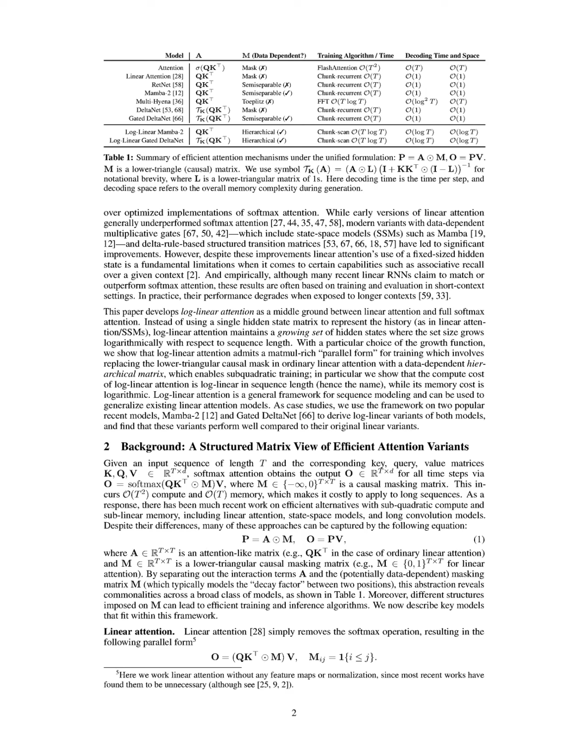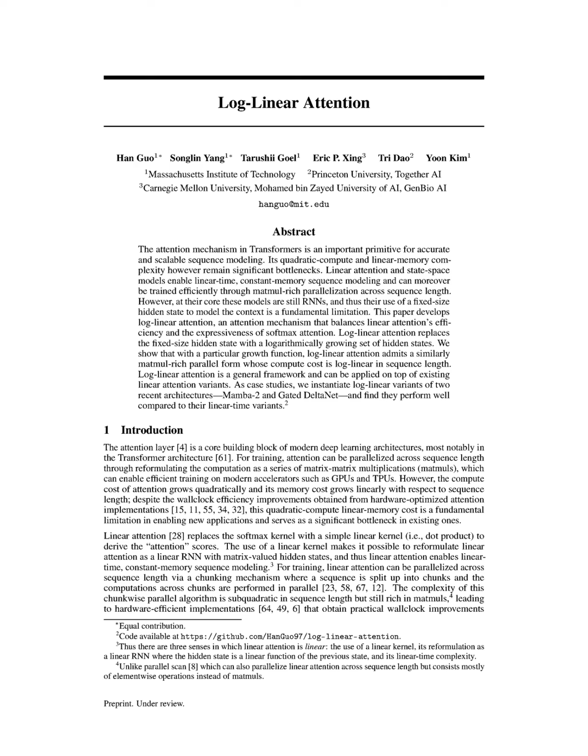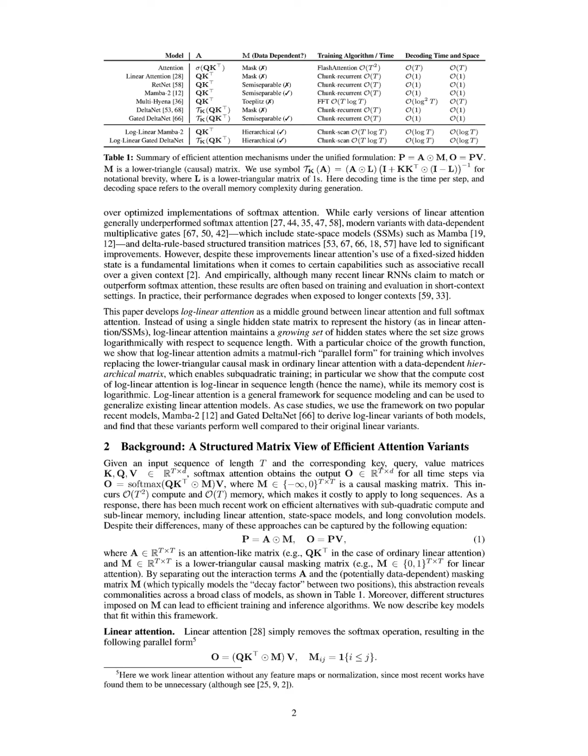Log linear attention offers significant theoretical and practical benefits over traditional linear attention and softmax attention, particularly in computational efficiency and memory usage. The compute cost of log linear attention is log linear in sequence length, while its memory cost is logarithmic, which is a substantial improvement compared to the quadratic compute and linear memory costs associated with softmax attention. Additionally, log linear attention maintains a growing set of hidden states that scales logarithmically with sequence length, allowing for more effective context utilization, especially in longer sequences.